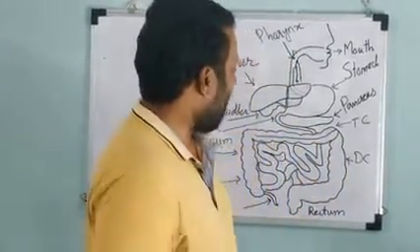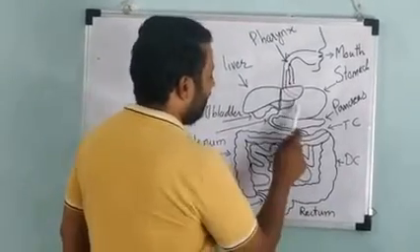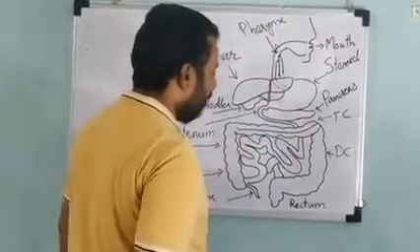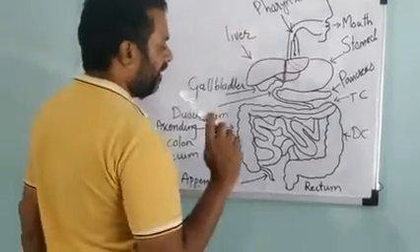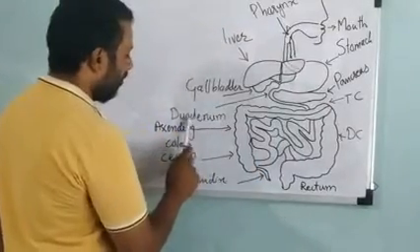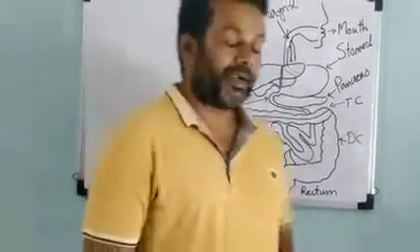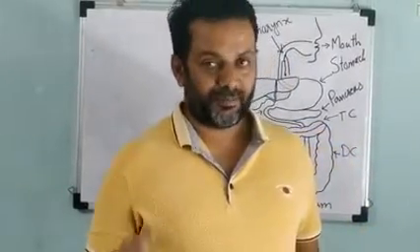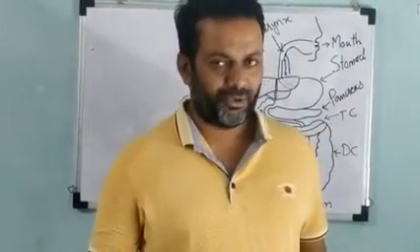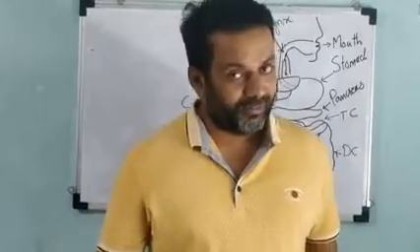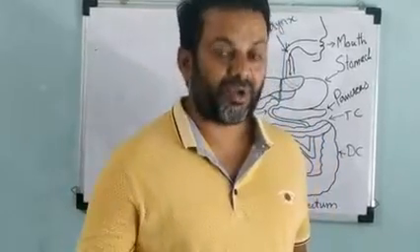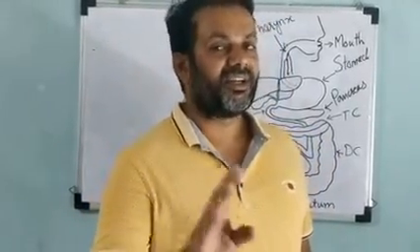Then after the stomach, the food enters the small intestine through the first part. The first part of the small intestine is called the duodenum. You must remember that the small intestine has three important parts. The first part is the duodenum, the second is the jejunum, and the third one is the ileum. What are their functions? We will see in detail later on.